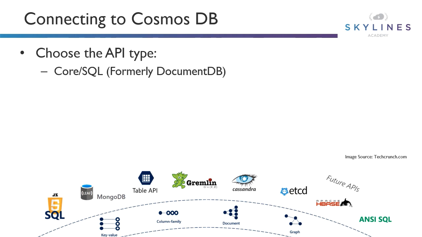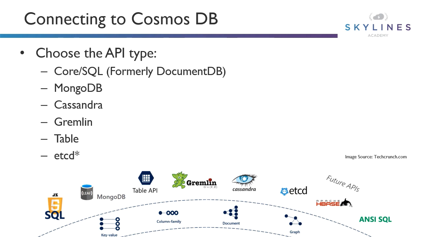This is not a final list, but is what Microsoft currently supports at the time of this recording. Core is the default. It's Microsoft's NoSQL solution, and it leverages the SQL API. It was previously referred to as DocumentDB. The MongoDB API allows you to leverage CosmosDB while using your existing MongoDB client drivers and SDKs. Cassandra is used for storing data for Apache Cassandra. The Gremlin API is used for storing graph data. And the Table API allows you to interact with data as if it was in Azure Table Storage. The etcd API is useful as a backend store for Kubernetes. However, note it is currently in preview.